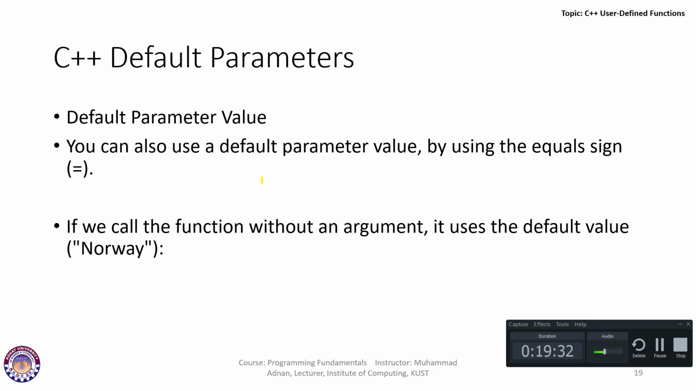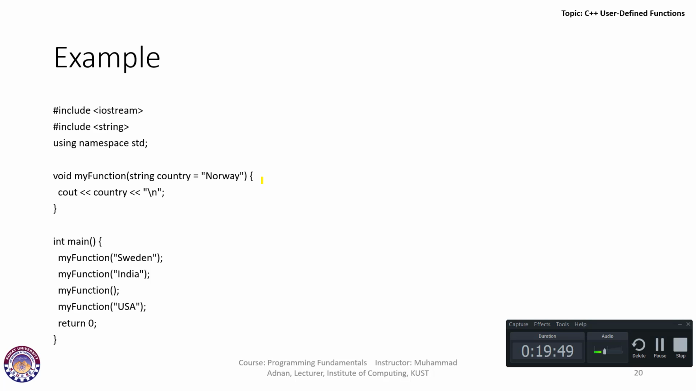We also have a default parameter. It has a default value. You can use a default parameter value by using the equal sign. If we call a function without an argument, it uses the default value. So for example, here we have a Norway case. What does that mean? Once again, we have this function. It is accepting something, but by default we have Norway.